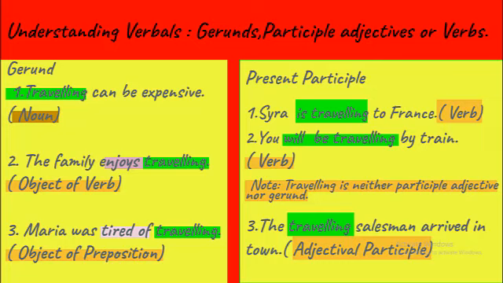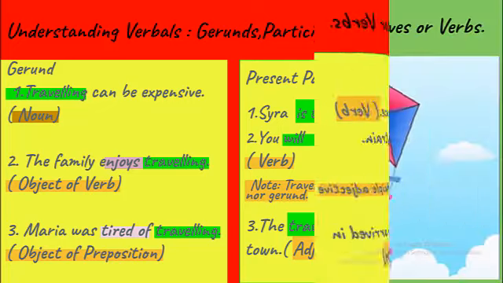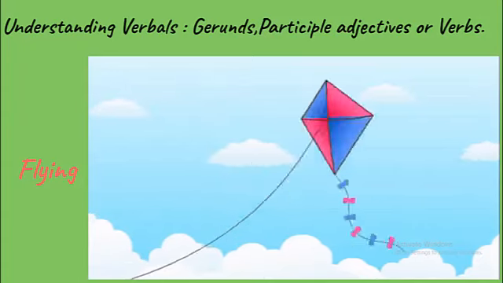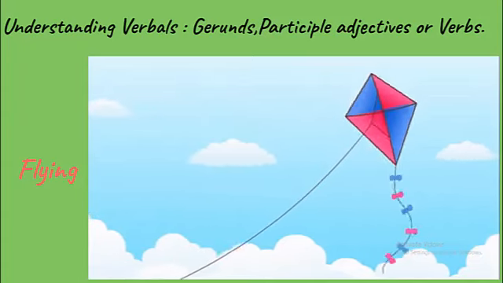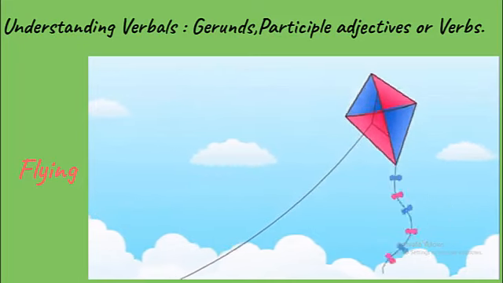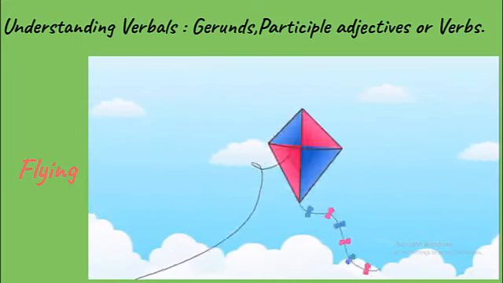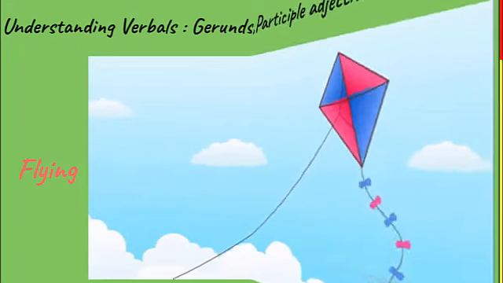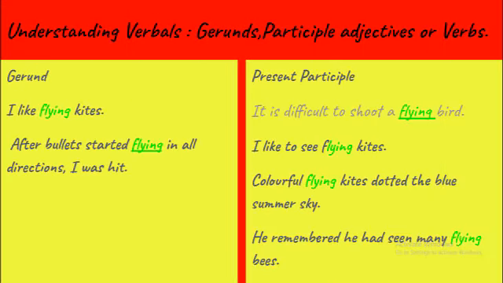Here we have three more examples. "Sarah is traveling to France", where we can see that traveling has been used as a verb. "You will be traveling by train." Here traveling has been used as a verb again. But what about an example with flying? Can you do it on your own? Flying. Can you tell me any sentence about flying which can be either of these verbals?